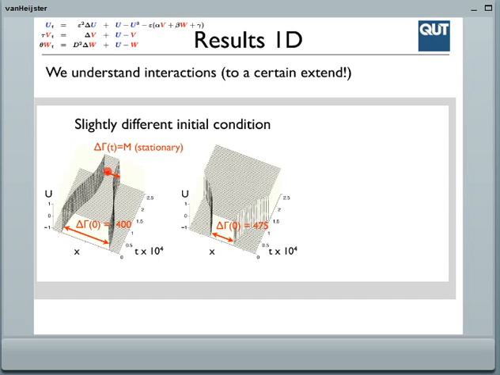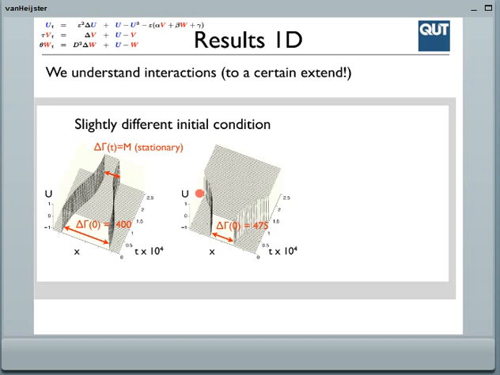So maybe now make it even a little bit bigger. Instead of 400, an initial width of 475, then you see they repel each other, they diverge and they move off to infinity. How can we understand what's going on here? Can we describe what's happening? From an ODE point of view, it's clear what's going on, right? In between these two solutions, there is a stationary solution, which will be unstable.